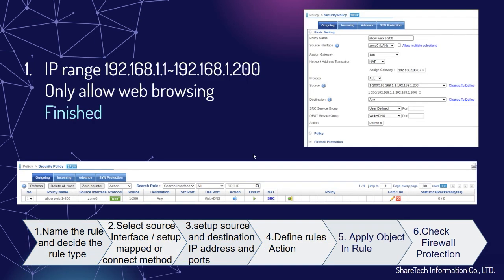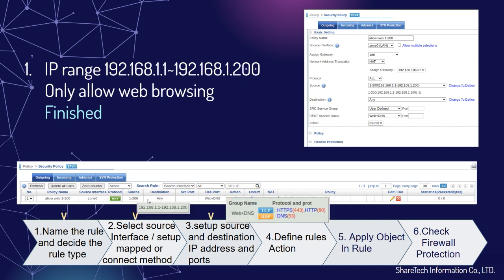So the first requirement setup will look like this. The rule setup uses the first to fourth steps. We add the IP address table and the service table in the third step. When you hover the mouse pointer over it, you can see the tip displaying the settings.